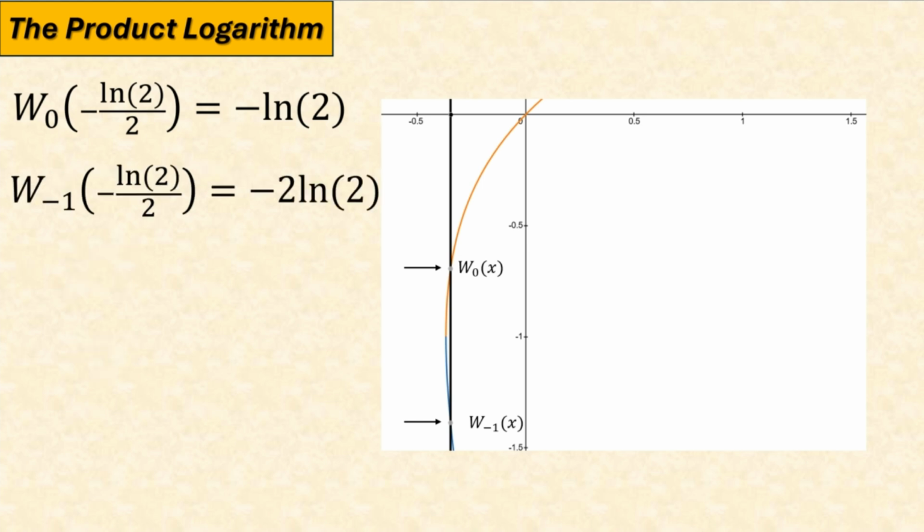As it turns out, in the negative first branch, the product logarithm of negative natural log 2 over 2 is equal to negative 2 natural log 2. This can also be shown using the definition of the product logarithm, but I'll leave that for you to do if you want a fun and random math exercise. Plug in negative 2 natural log 2 for x in the equation x e to the x and see if you get negative natural log 2 over 2 like you're meant to.